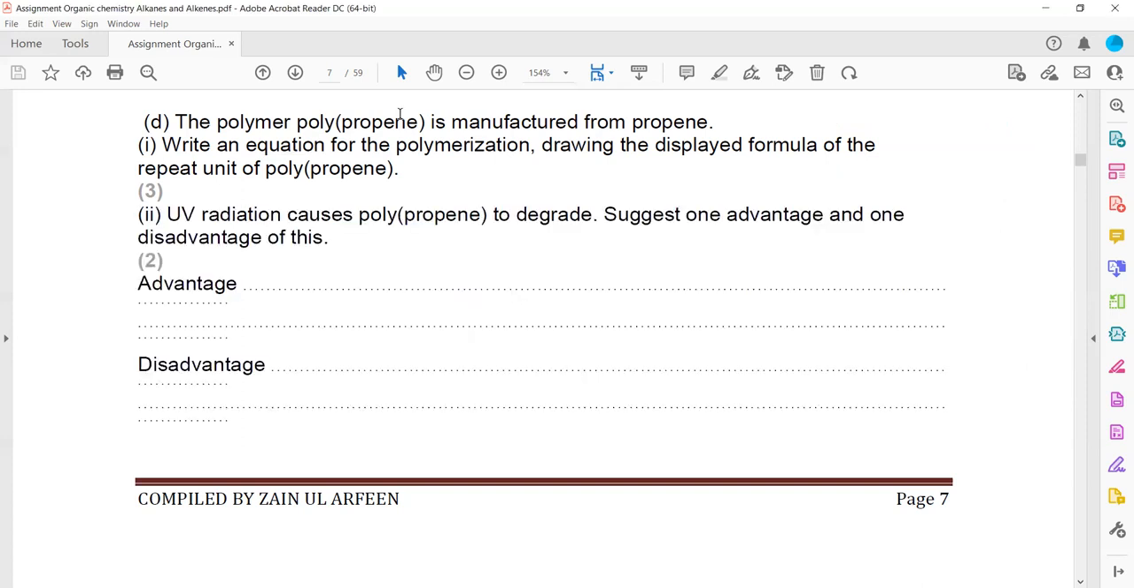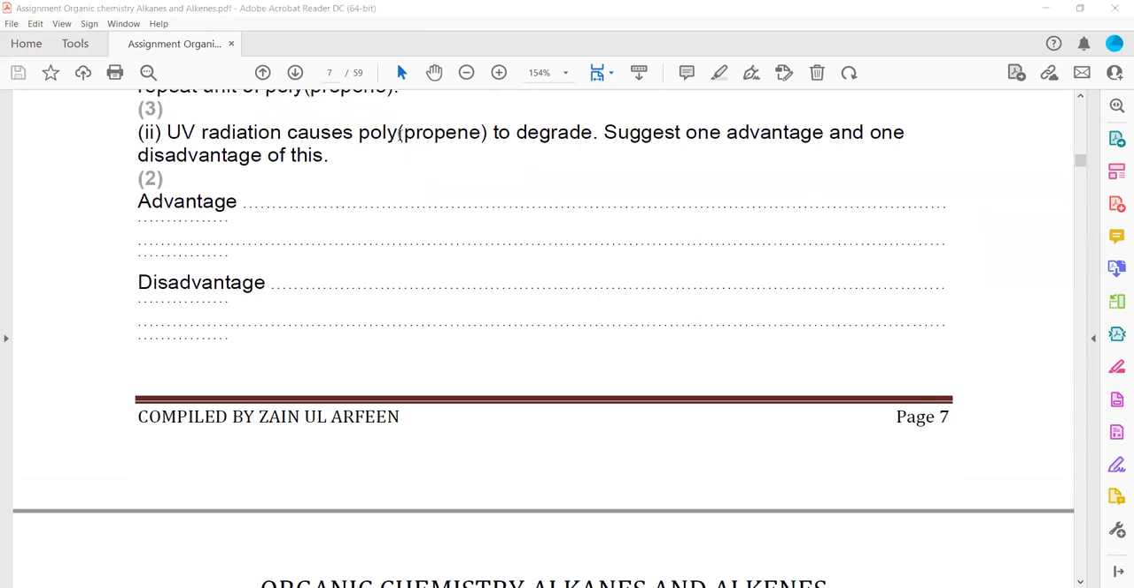Ultraviolet radiation, UV radiation, causes polypropene to degrade. So just one advantage and one disadvantage. What is the advantage? The polypropene will decompose naturally. But what is the disadvantage? We cannot use it outdoors, or it cannot be recycled or reused. So the advantage is that it can decompose naturally.